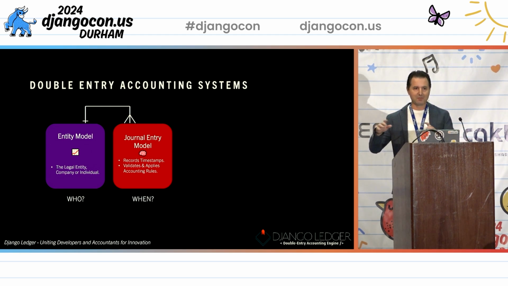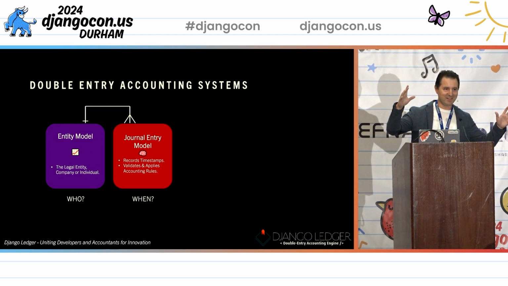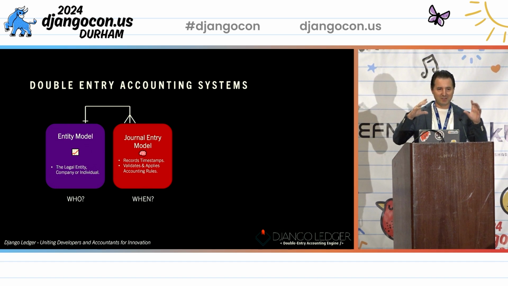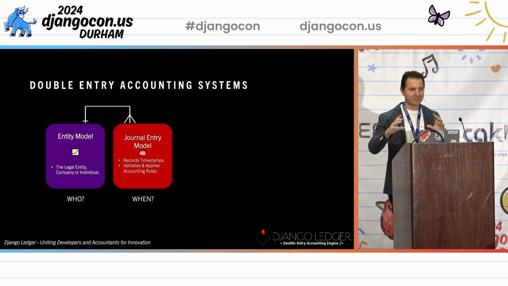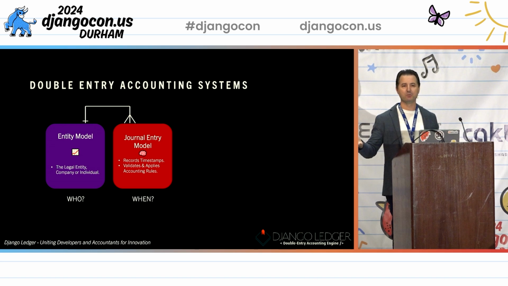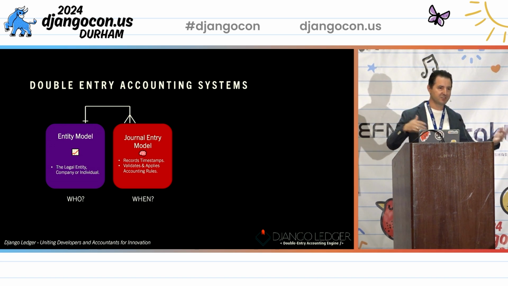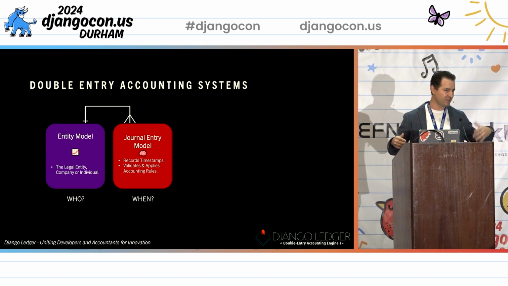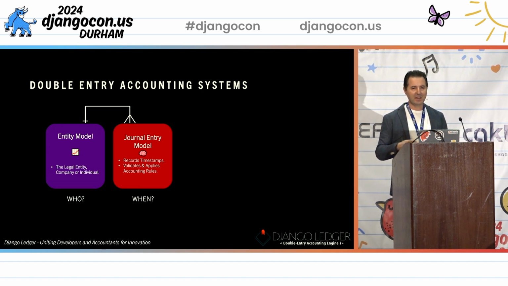Now, then you have something called the journal entry model, right? The journal entry is really the brains of the operation. The journal entry is what captures things like timestamps. When are things happening, right? It validates and applies accounting rules. Debits to credits, credits to debits, a debit to a debit account, a credit to a credit account. It keeps track of the balance and basically answers the question, when? When is this happening?